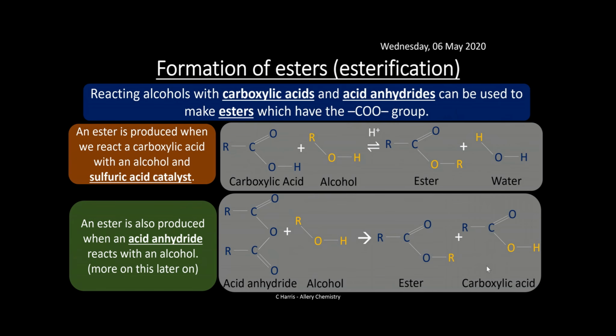If we look at that with an anhydride, it's very similar to a carboxylic acid. The only difference is we produce an ester and a carboxylic acid. We just don't produce any water at the end of it. So we're getting two products out of this one.